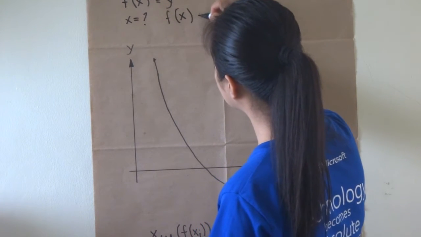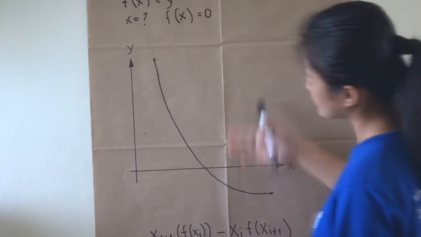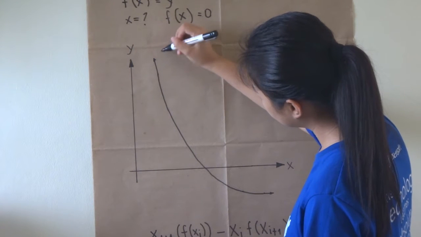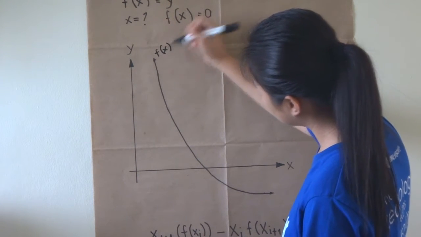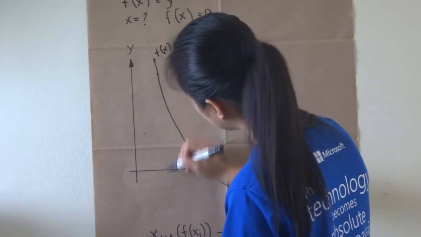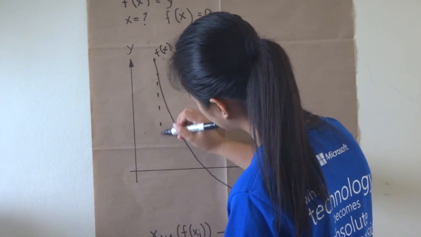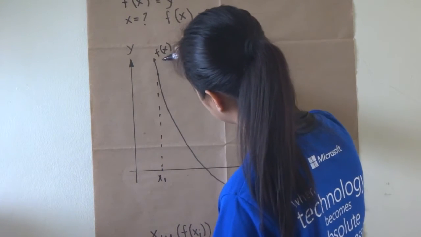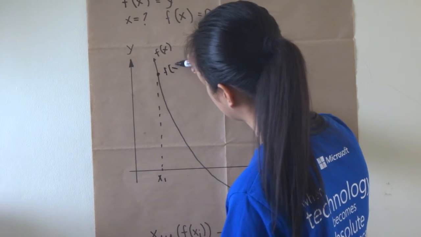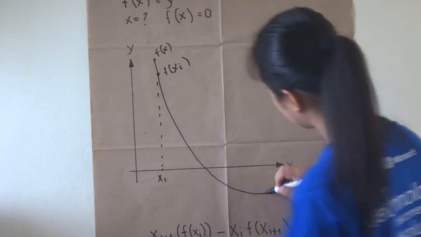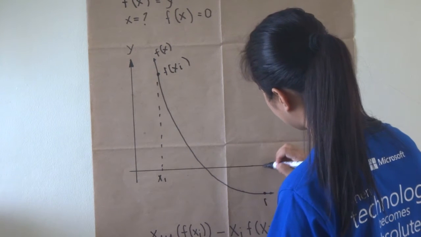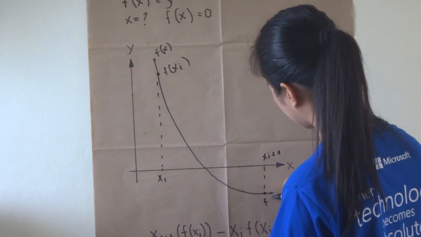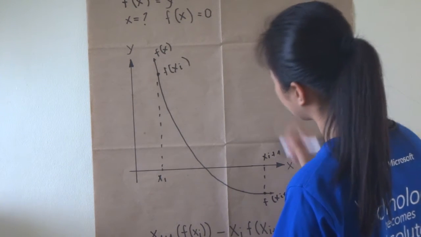To illustrate this method, we have here a graph. Then let's suppose the function looks like this. Then we will take this as our initial value, xi, while this one is our f of xi. Then this point will be our xi plus 1, and this one will be our f of xi plus 1. Then we will draw a line from f of xi to f of xi plus 1.